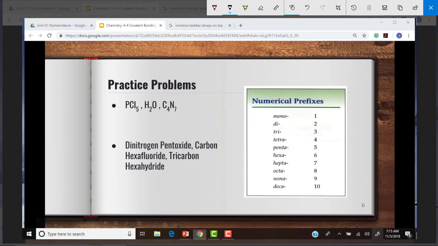Alright, so to just get started on some nomenclature practice problems here, let's take a look at some of these examples. So the first one we have is PCl5. Well, hopefully you know that P is phosphorus, and we don't have any prefix there. Now the second one is Cl, so it's going to be chloride, but because there are 5 of them, it is going to be pentachloride. So the first one is going to be phosphorus pentachloride.